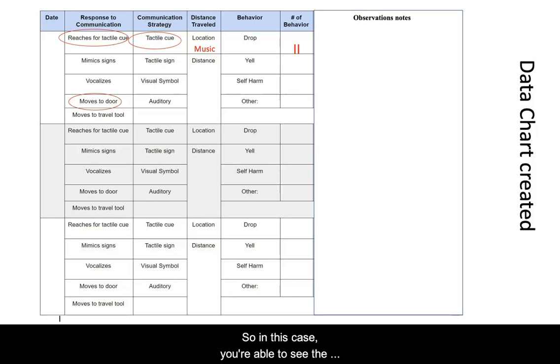So in this case, you're able to see the example is, let's say the response to communication is that they're a tactile cue, or there's a sign or a vocalization, or that they engage in a behavior that showcases that they heard the prompt and moves to travel, versus the strategy they use is a sign, a symbol, auditory, a cue, and the distance traveled, the behavior, and the number of behaviors. So we know, because we've already defined the behavior, that the behavior looks like dropping on the ground, it looks like yelling, it looks like harming themselves, and sometimes something else.